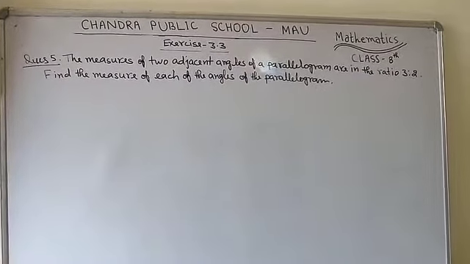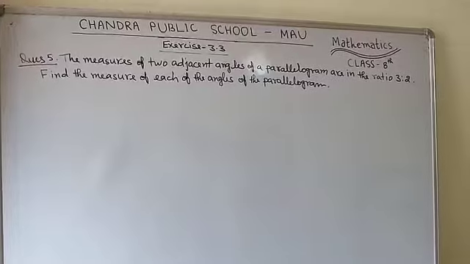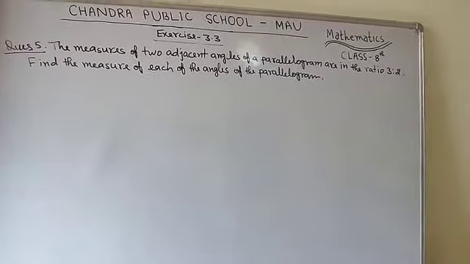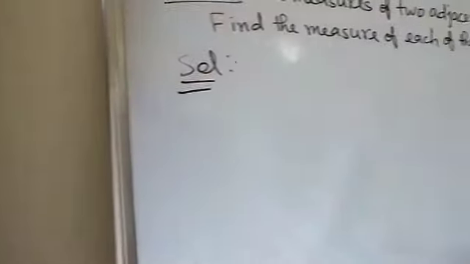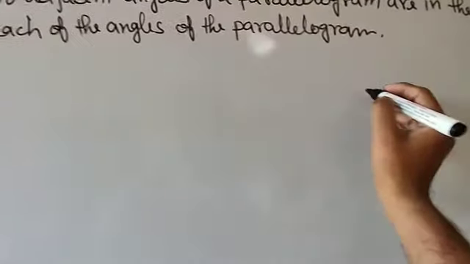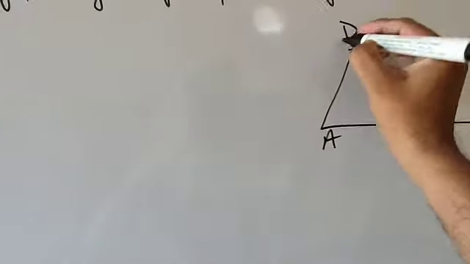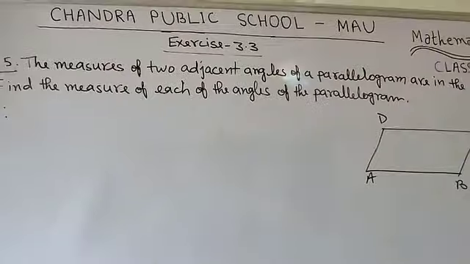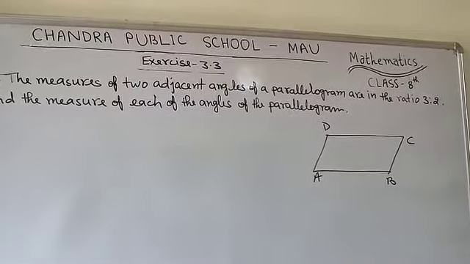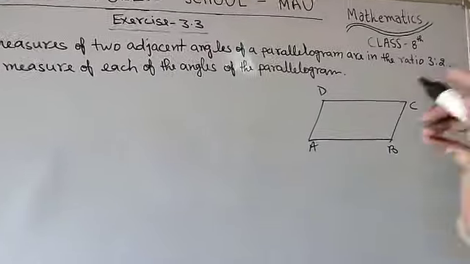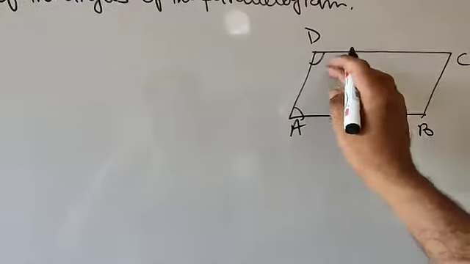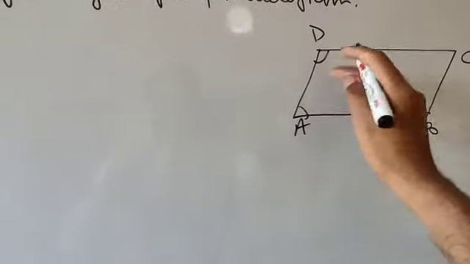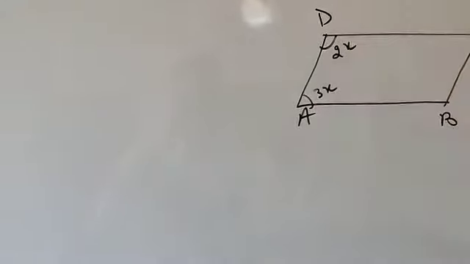Now students, here it is the question number 5. The measures of two adjacent angles of a parallelogram are in the ratio 3:2. Find the measure of each of the angles of the parallelogram. So here you are given the ratio between the adjacent angles of a parallelogram. Suppose that if I am going to draw a rough diagram of a parallelogram, suppose that here it is a parallelogram ABCD. So here it is given that the ratio between the measure of the two adjacent angles of a parallelogram are in the ratio 3:2. Suppose that if I am going to take angle A and angle D, these are the adjacent angles. So the ratio between these angles are 3:2. It means if it is 3x, then it will be 2x.